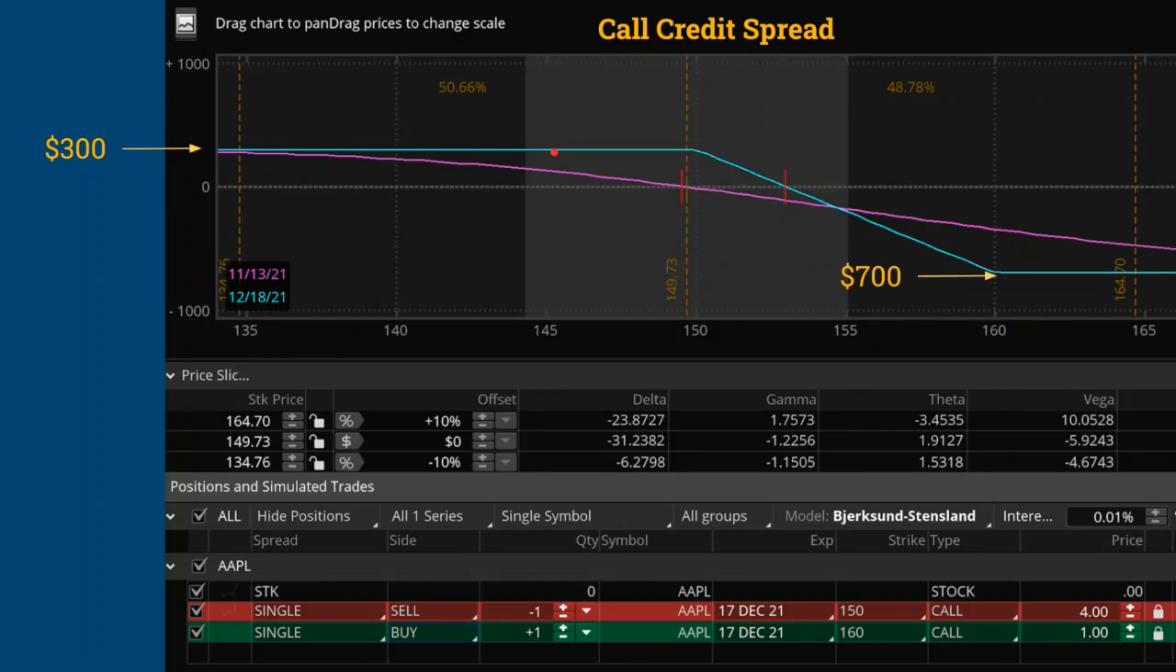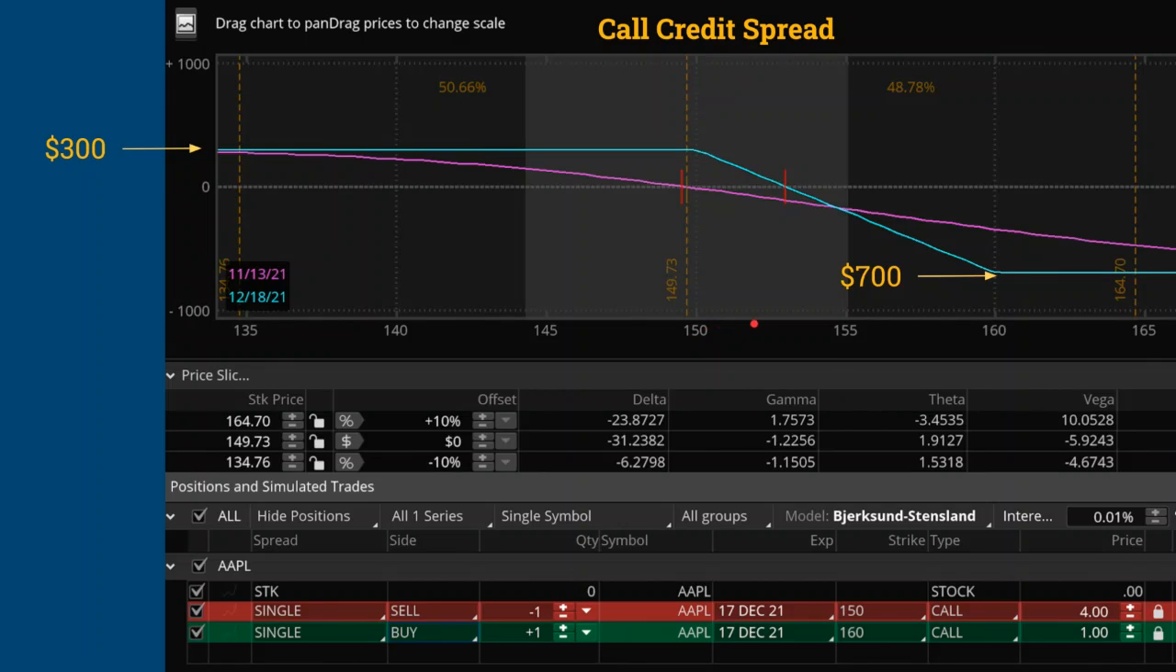Nobody can buy it back. It's closed. It expires, and we get to keep the $300. So this, you can see, is a bearish position. You can sort of see that it's leaning towards the left, meaning that if we go to a price of 150, which is about where it's at now, it's at 149.73, if we go 150 or below, we're going to make money.